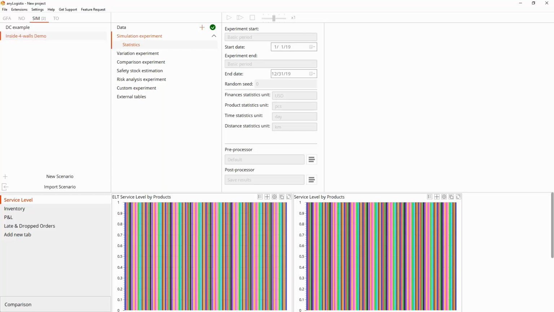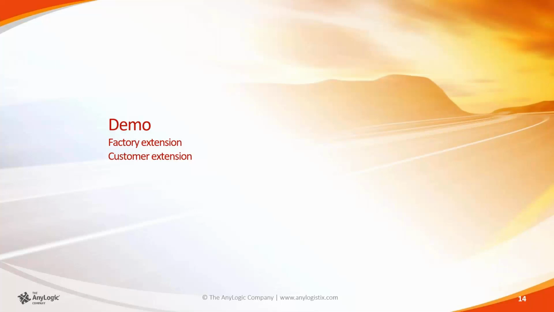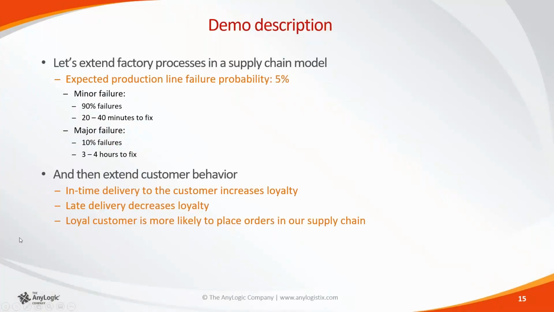Now, what we want to do is create a number of extensions. First, we will extend the factory production. We'll add a probability of a failure of our production line. Based on our experience, we would have 2 kinds of failures. Minor ones, which is 90% of failures, and they take about 30 minutes to fix, and major failures, which happen 10% of the time and take from 3 to 4 hours to fix.